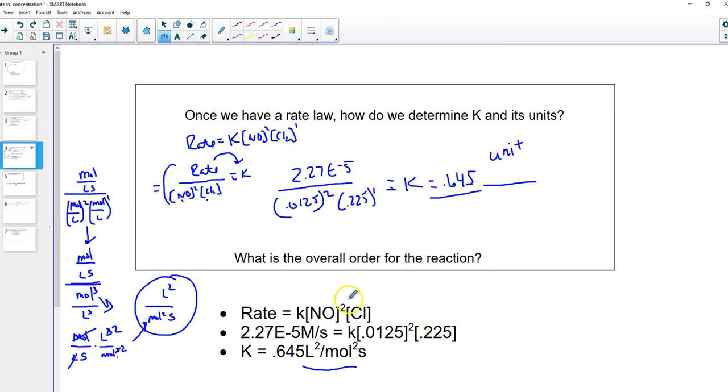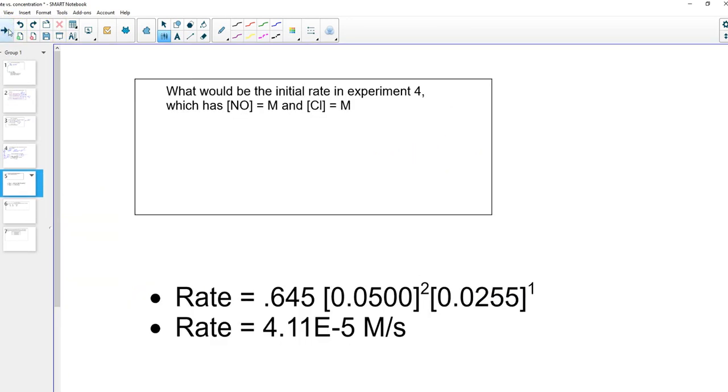What's my overall order? Well, it's second order relative to the NO, first order relative to the chlorine, third order overall. Okay, just so you know. That's how it works. The rest of these problems, you'll find that they're just a matter of practicing a few things.